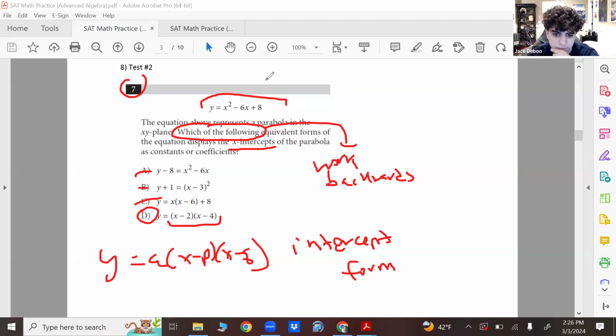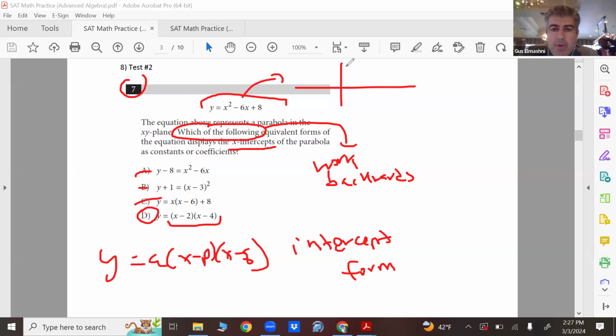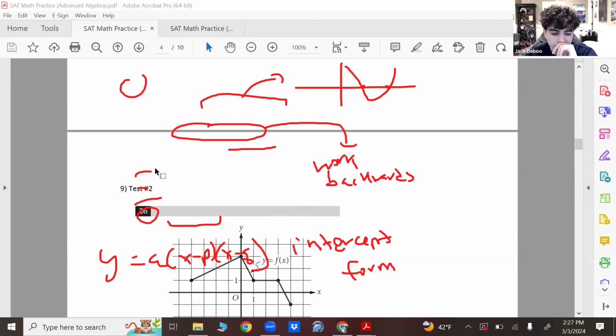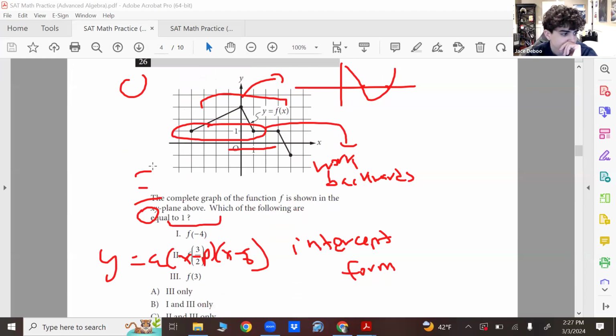And also, if you were to graph it on Desmos, you would see it crosses at 2 and 4. Oh, yeah, okay, I see that. I was looking for the vertex, which was 3, -1. But they didn't want that, right? So we gotta go with what they want. Okay, let me zoom out a tad.